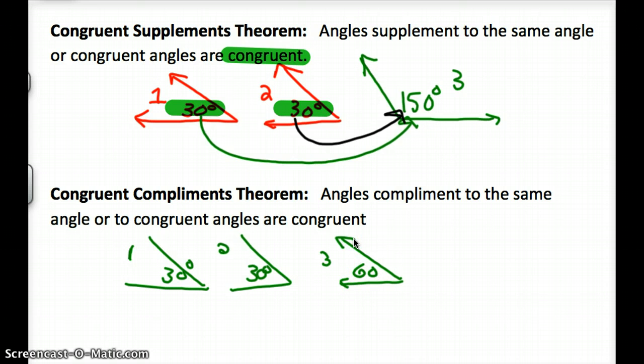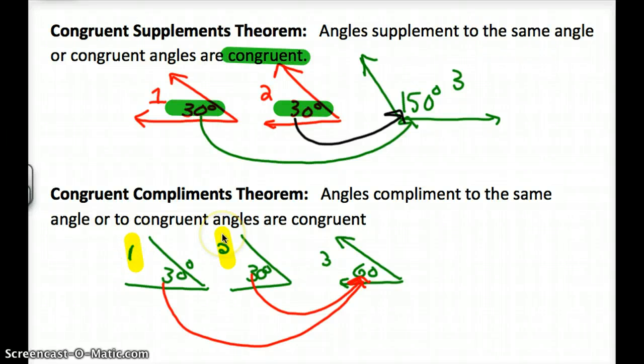So what it's saying here is angles complement to the same angle. So do you see that 1 is a complement to 60? They add up to 90, don't they? And then 2 is a complement also to the angle 3, because they add up to 90. So then notice here that 1 and 2 are equal. Equal means congruent.